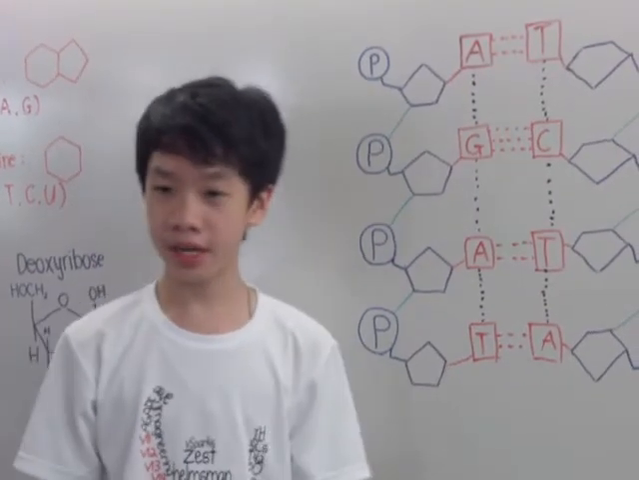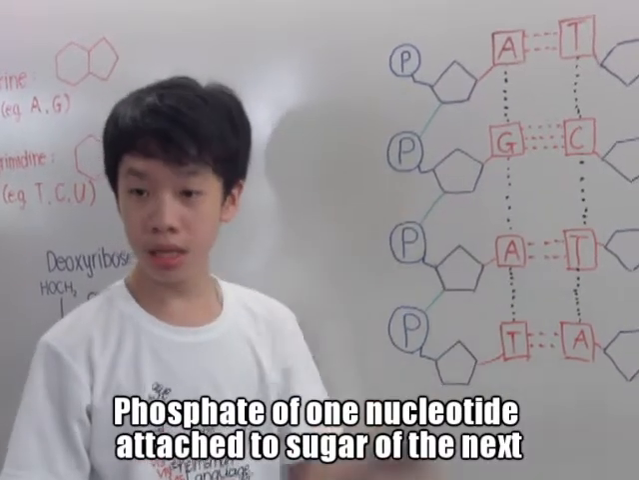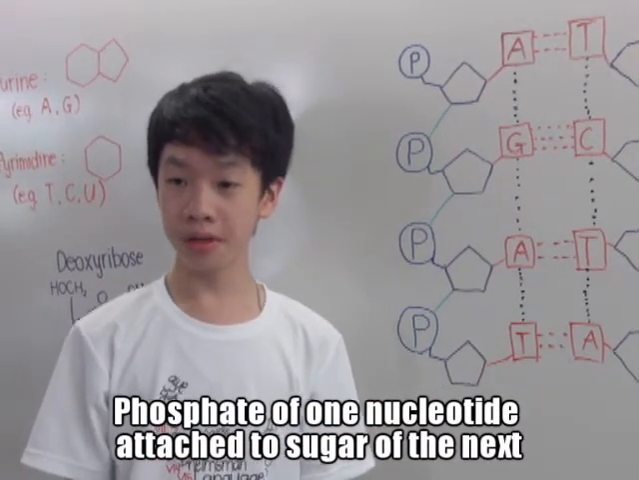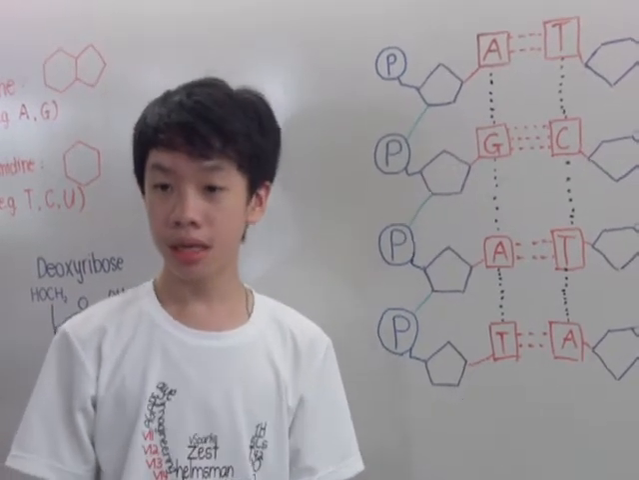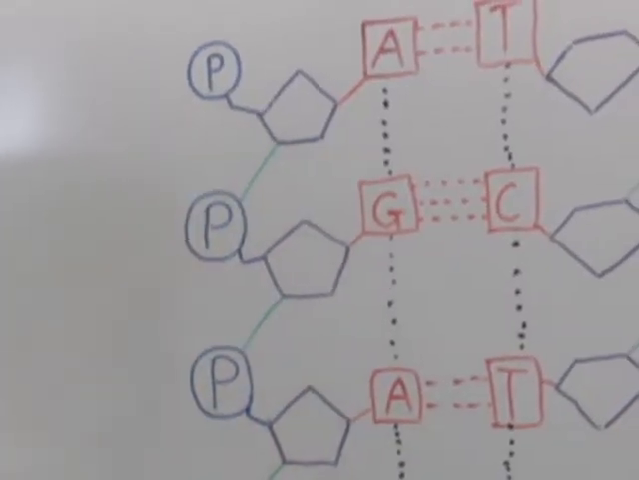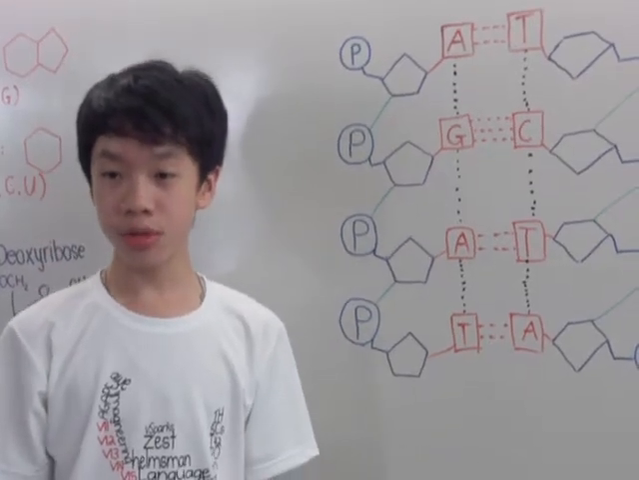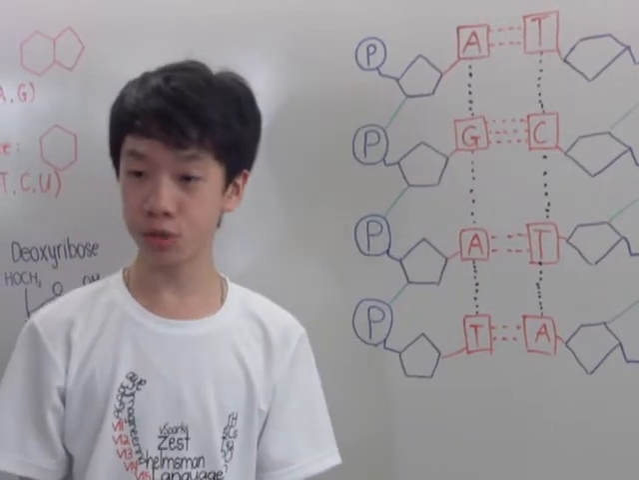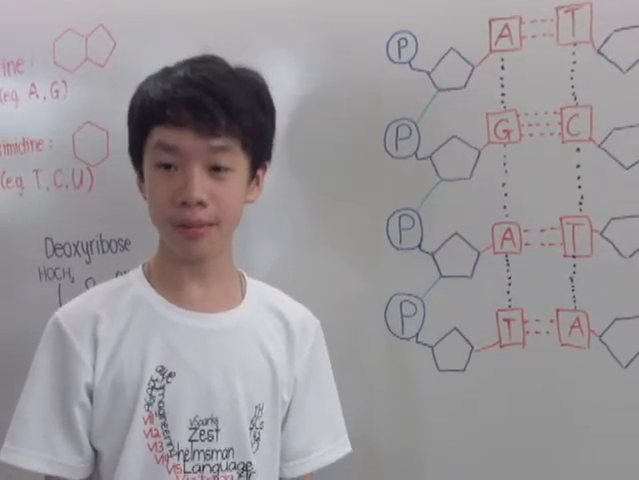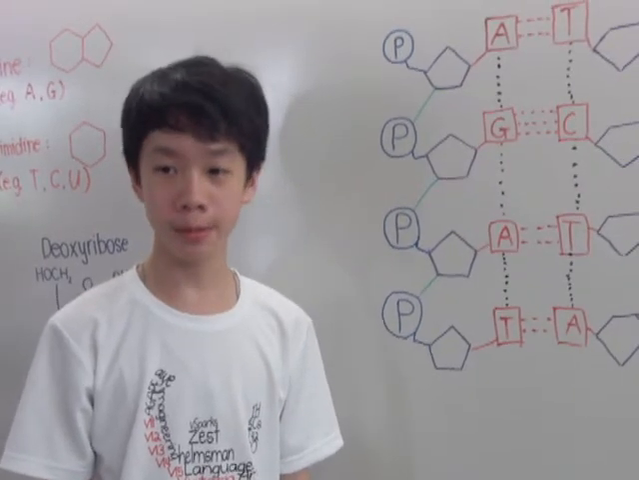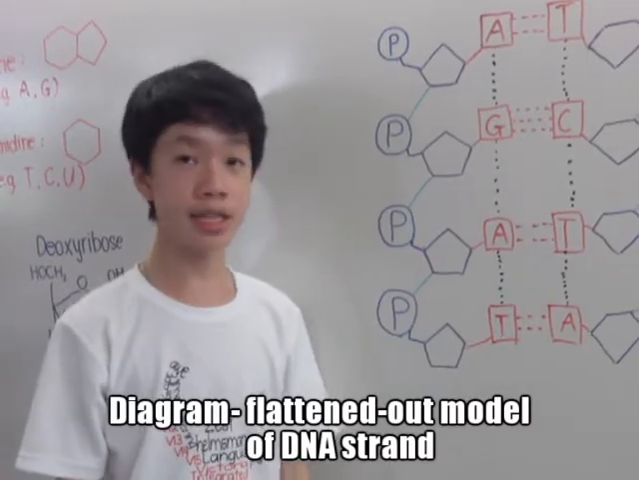In the structure of a DNA strand, the phosphate of one nucleotide is attached to the sugar of the next, resulting in a backbone of alternating phosphates and sugars from which the base projects. The polynucleotide strand is directional, from the 5' end with the phosphate group to the 3' end with the OH group. 5' and 3' end refer to the numbers assigned to the carbons in the sugar ring. The diagram on the board represents a flattened out model of the DNA strand.